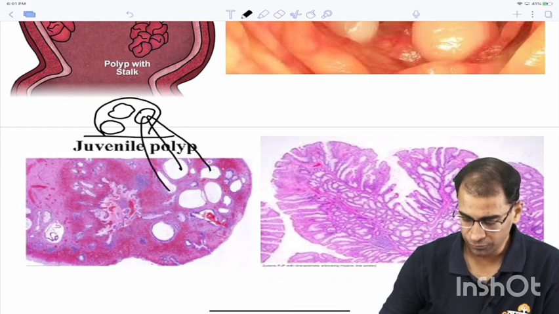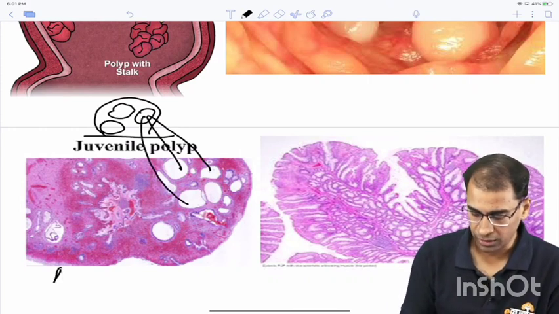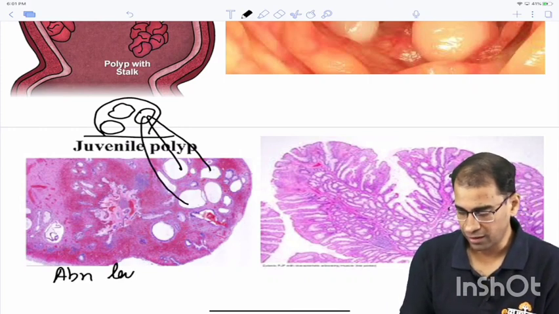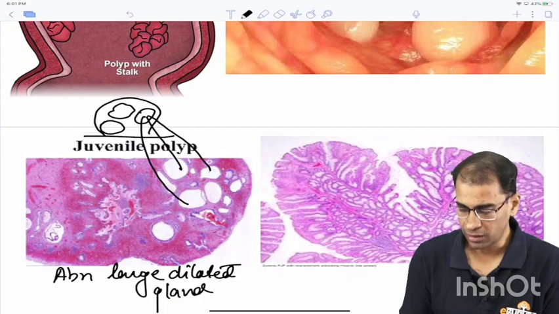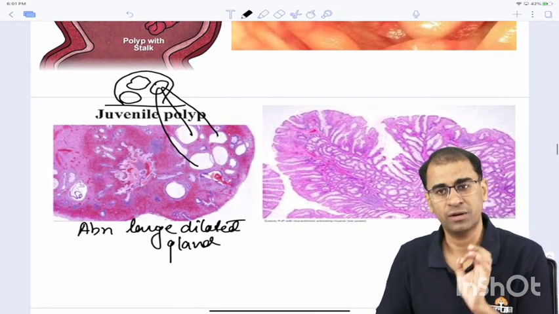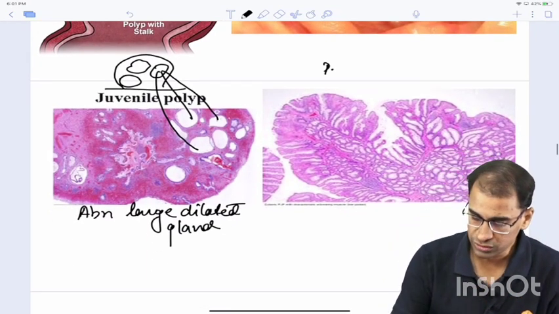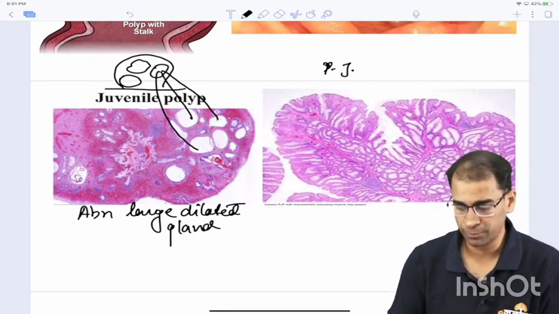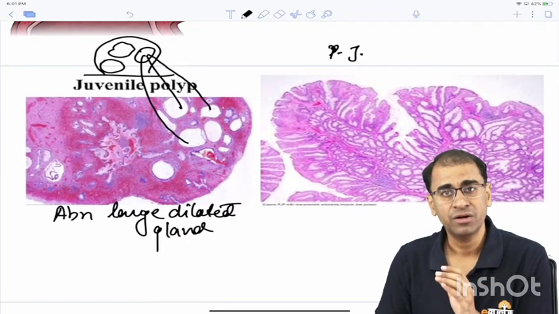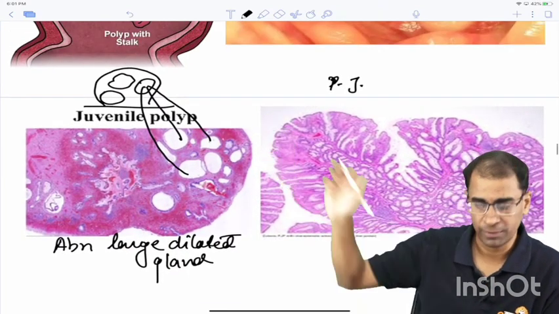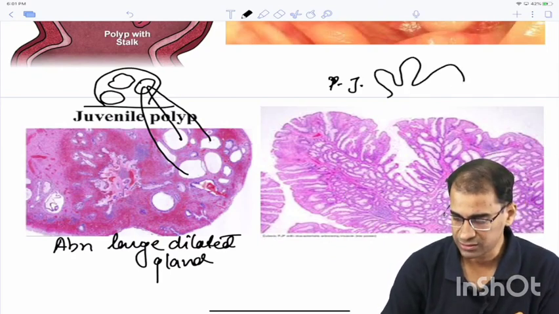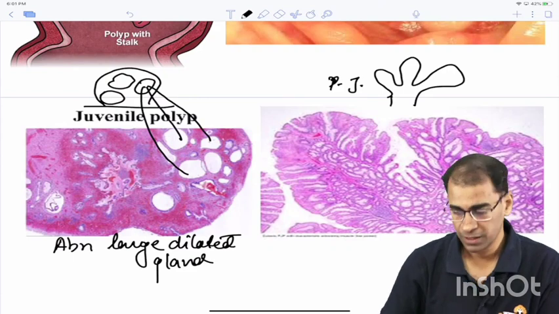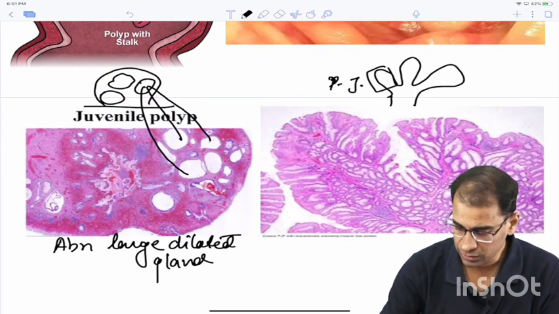The juvenile polyp will show you abnormal, large, dilated glands. Abnormal, large, dilated glands are the juvenile polyp. In the Peutz-Jeghers polyp, these are not a big polyp like that, but they have branches like a tree, like this. Look at this branch. If this is one branch, this branch is here.